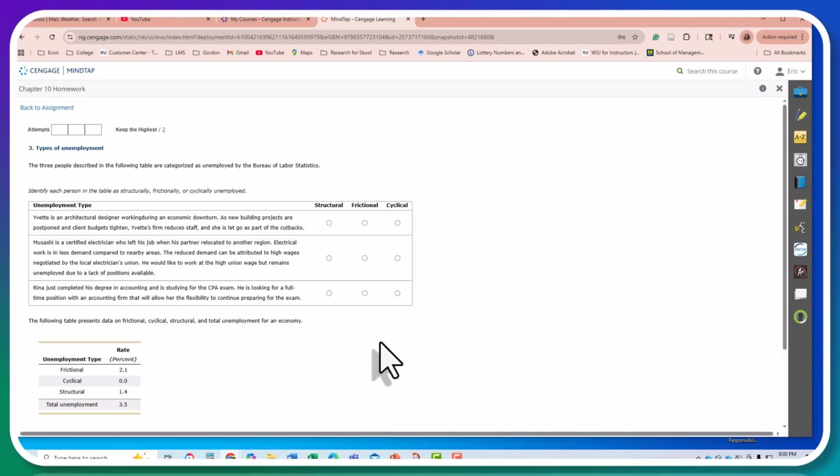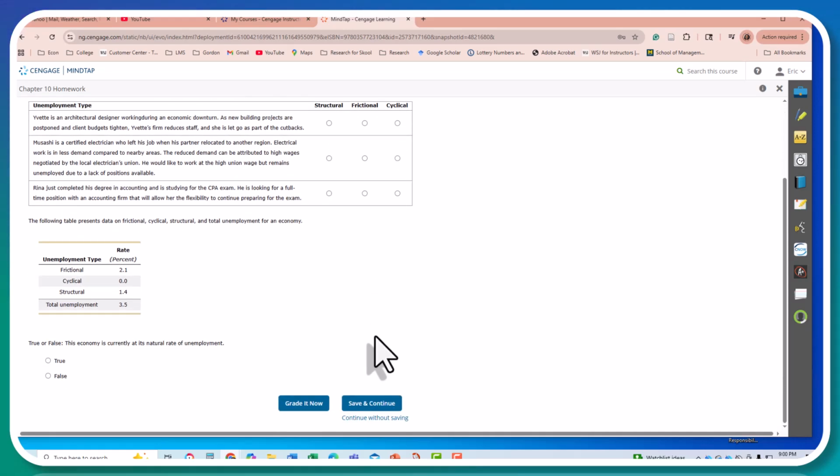Frictional, you're between jobs. Structural is as there's insufficient work for everyone who wants a job. In between jobs, maybe you're looking for a new position, maybe you've just graduated and you haven't quite found that yet. Structural, that may be the problem of what you are doing employment-wise doesn't exist anymore. There are no more Blockbuster stores.